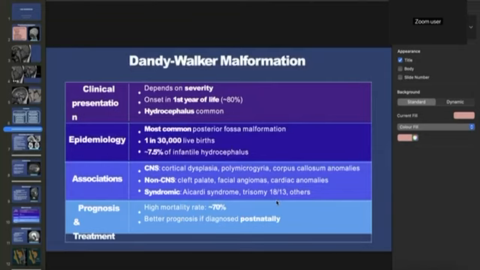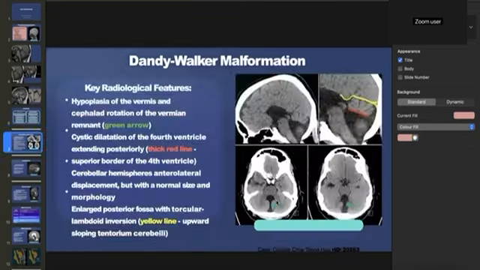Dandy-Walker malformation is seen in the first years of life. Hydrocephalus is common. It's the most common posterior fossa malformation, seen in 1 in 30,000 live births. CNS associations are cortical dysplasia, polymicrogyria, corpus callosum anomalies. Non-CNS are cleft palate, facial angiomas, cardiac anomalies, Aicardi syndrome, trisomy 18 and 13 are seen. High mortality rate is seen.